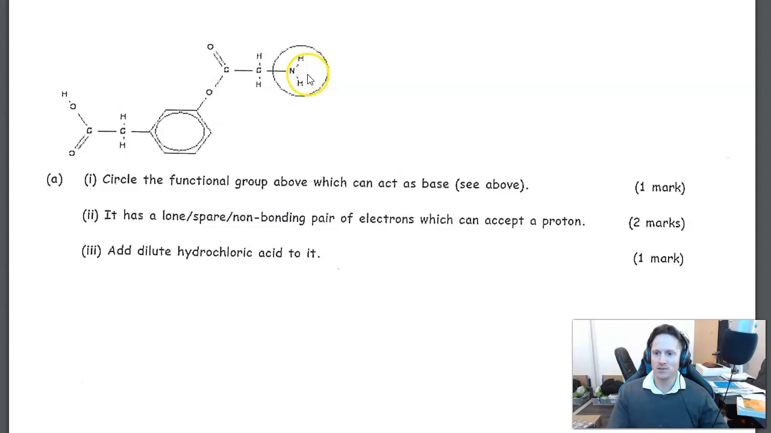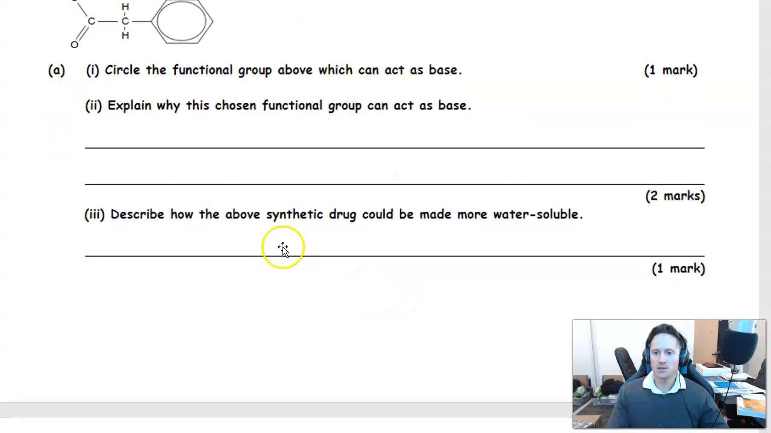Why is it able to do that though? Part of the reasoning is the lone pair of electrons. So nitrogen has one non-bonding pair of electrons, and therefore it has space to be able to accept that proton, okay? If an atom doesn't have a lone pair of electrons, it's going to be too crowded and it can't accept another proton.